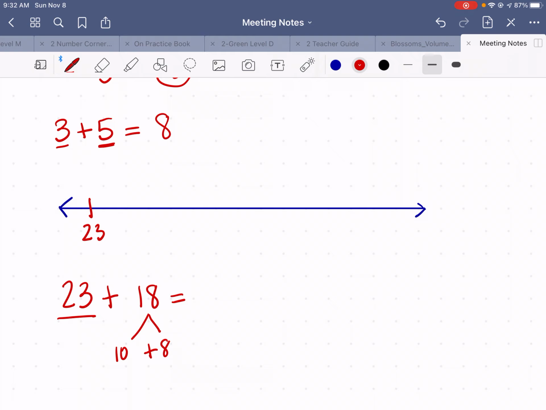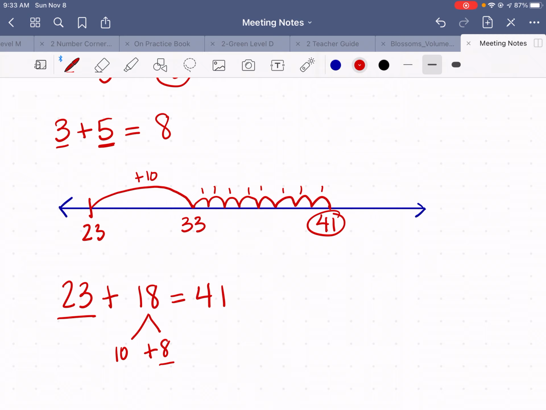When we do that, we would say 23 plus 10, and we would use our knowledge of adding tens to say 23, 33, and then 8 ones. 1, 2, 3, 4, 5, 6, 7, 8. And again, we would count on with that. We'd say 33, 34, 35, 36, 37, 38, 39, 40, 41. 41. And then I would go back and label my number line so I know that these jumps are ones. 23 plus 18 is 41.